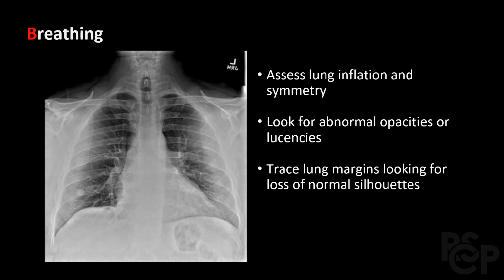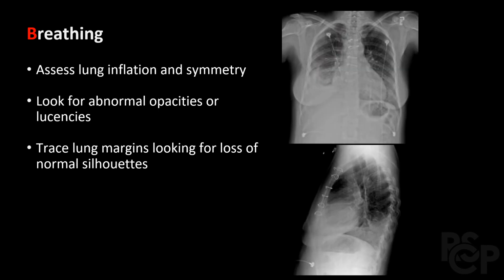At the B for breathing step of the search pattern, I'm checking the lungs and pleural spaces for symmetry. I'm also looking for any abnormal opacities or lucencies. I'm also tracing the lung margins, looking for loss of normal silhouettes. On this patient, we found a right middle lobe nodule at this step. In this example, as we checked the lungs and pleural spaces for symmetry, we saw blunting of the costophrenic angle and a meniscus, suggestive of a pleural effusion.